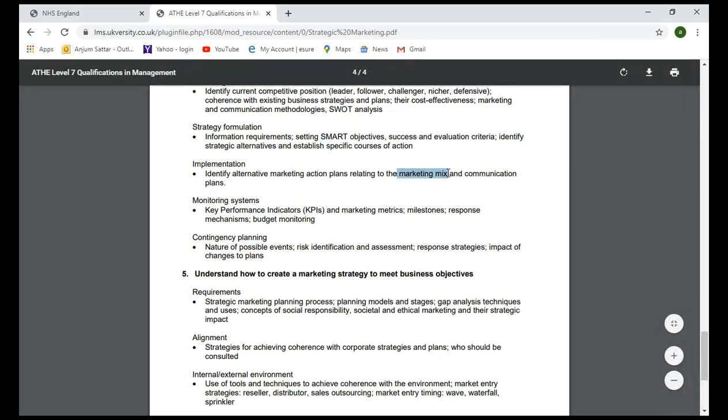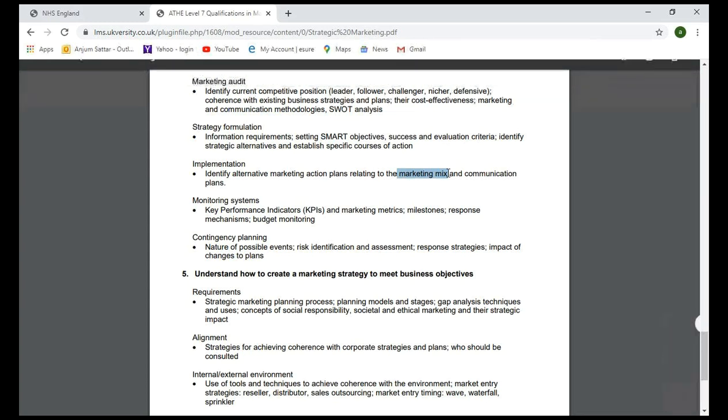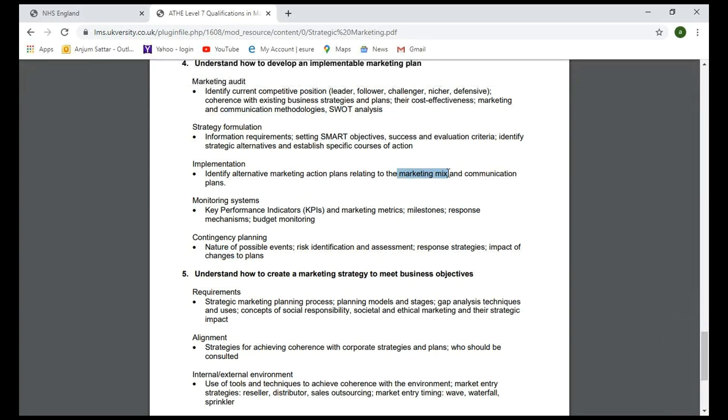Marketing mix. Do we know the 4 P's we learned? Price, product, place, promotion. So for now, even some marketers use the word 7 P's: processes, people, and physical evidence, where we are based. So all this leads to the 7 P's.